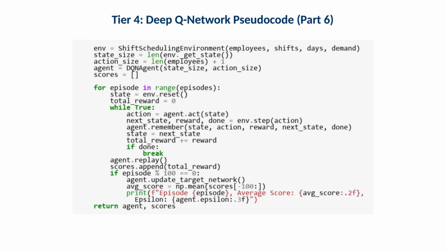This segment usually covers training loops across episodes, evaluation checkpoints, and how the policy is extracted for use. Operationally, you want clear evaluation criteria. Does the agent meet demand? Does it maintain skill coverage? Does it reduce violation rates? Does it keep overtime controlled? The best practice is to evaluate against multiple scenarios, including stress cases like high demand peaks and low availability weekends, because that is where scheduling systems succeed or fail.